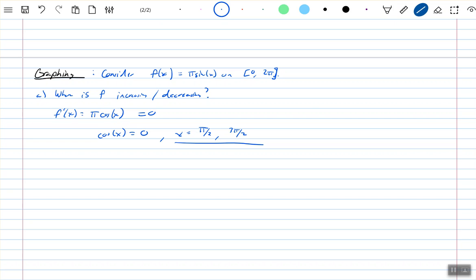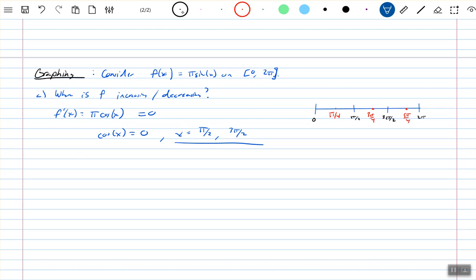So to find the increasing and decreasing, well, we need to build our little chart. Call that 0, 2 pi, pi over 2, 3 pi over 2. Now what we need to do is pull out test values from each of these intervals. So from here, let's pull out pi over 4, and then from here, what do we want to pull out? 3 pi over 4, and then from here, let's pull out, say, 5 pi over 4. Those are going to be our three test values.